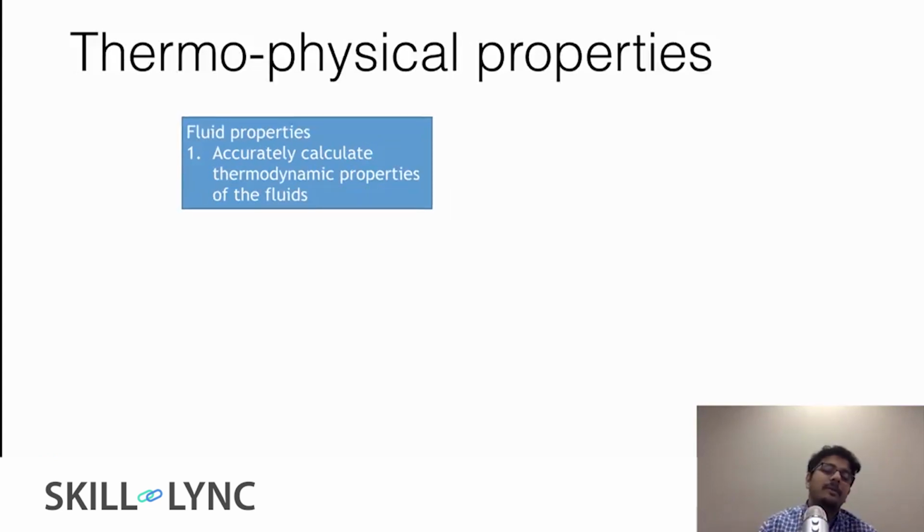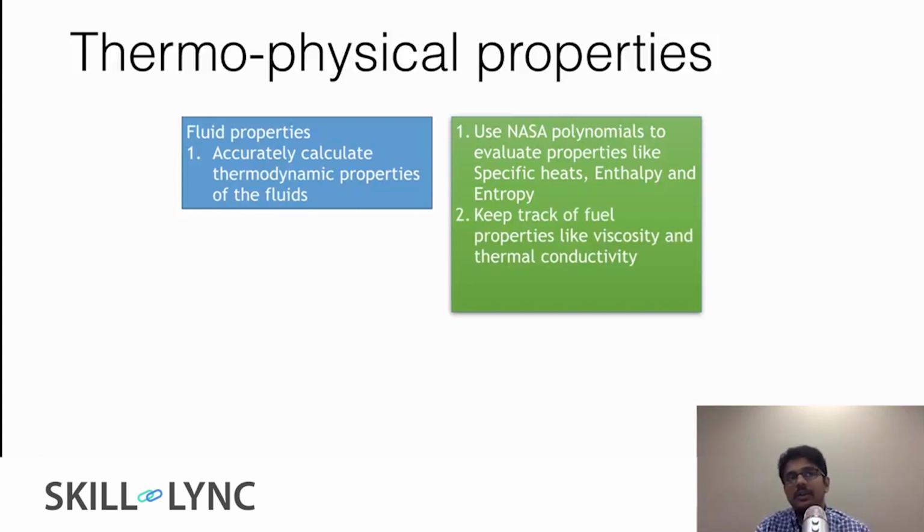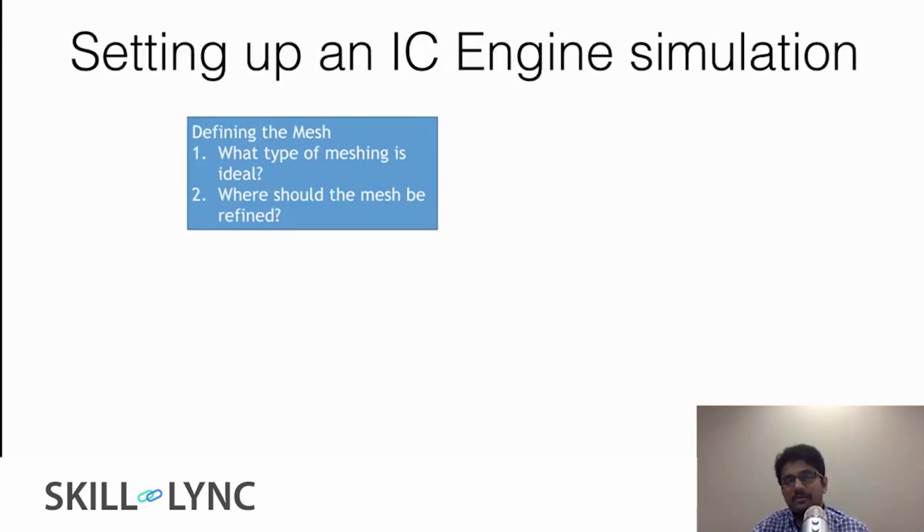When it comes to fluid properties, accurate properties need to be calculated. And here, NASA polynomials are used to evaluate specific heats, enthalpies, and entropies, which are used in the governing equations. And similarly, if you're simulating fuel sprays, then you need to keep track of liquid properties like viscosity and thermal conductivity. And sometimes you need to make sure that you're taking into account real gas behavior and not using ideal gas approximations.